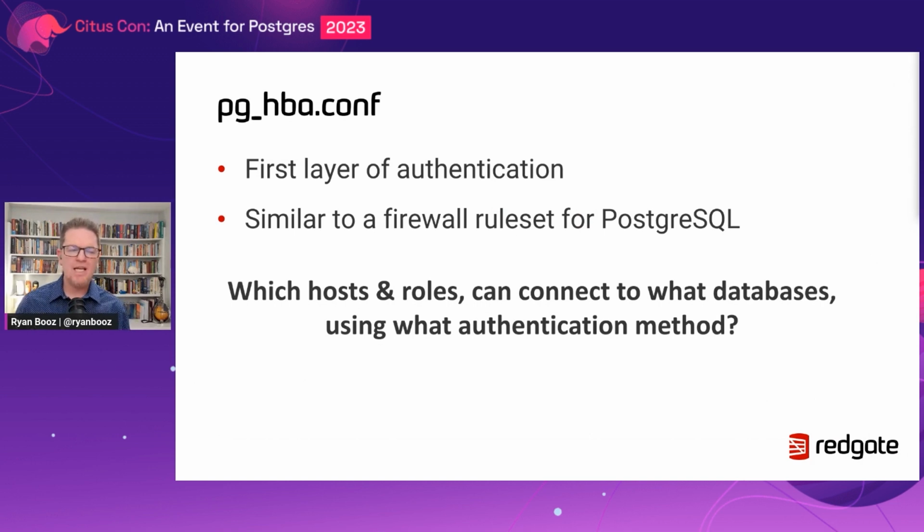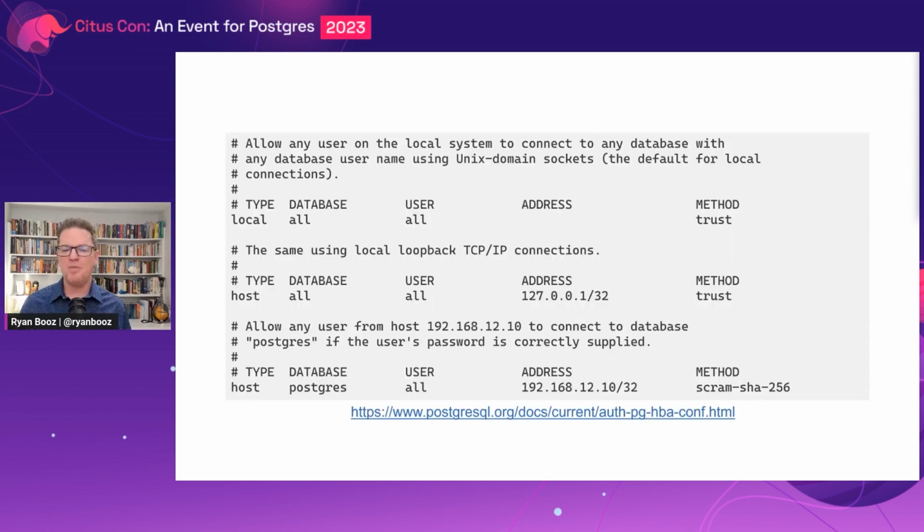Now, when it comes to authentication, we really have this concept of, how do you first connect to the Postgres server? And that is controlled by this pg_hba.conf file that stands for host-based authentication. And you can think of it like a firewall rule set for Postgres. It specifies through configuration which hosts and roles can connect to what databases using what authentication method. Now, we're not going to spend much time on it here because the reality is this is what the HBA conf file, a template might look like.